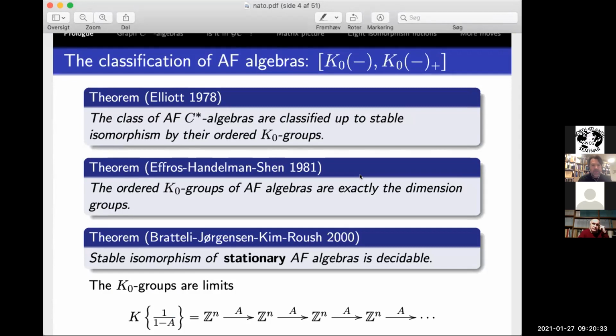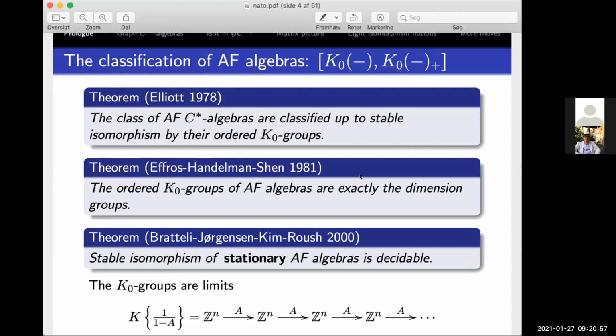That's actually the Effros-Handelman-Shen result from 1980. They also proved they characterized the range of the invariant, and this turns out to be very important because it tells you if you have an object that you're hoping is perhaps inside the classifiable class, then at least you can look at the K-theory and see if it's possible that it has the right K-theory. So these, of course, these two results are extremely well known.